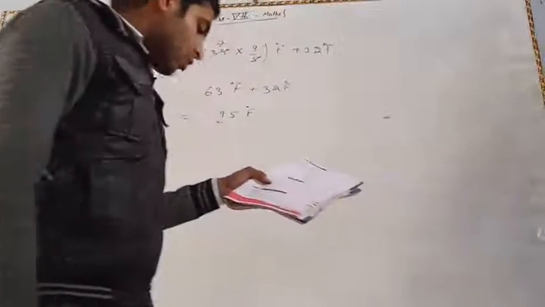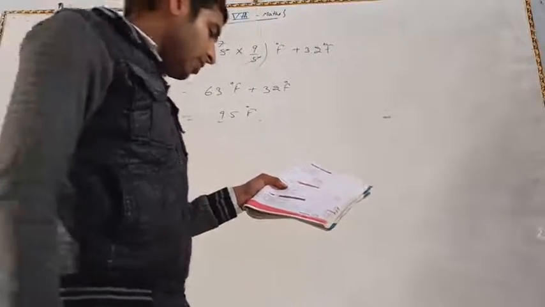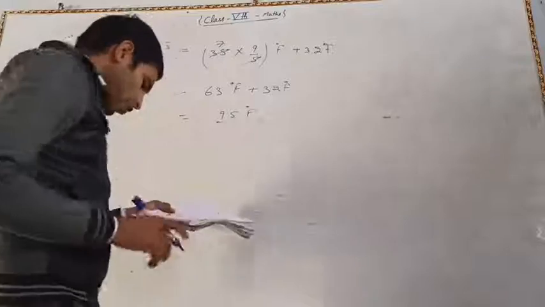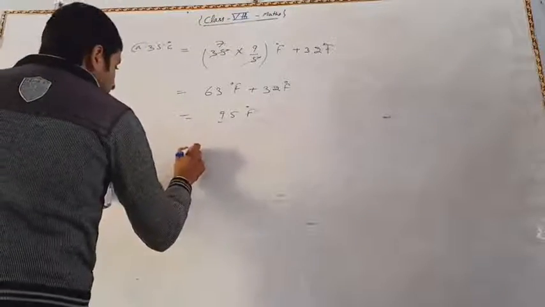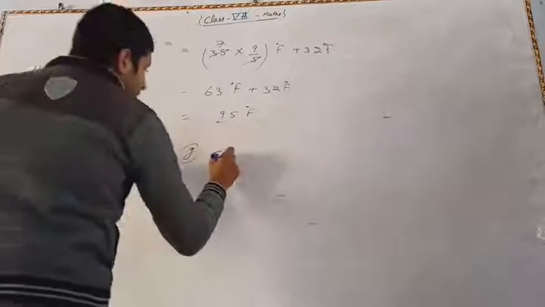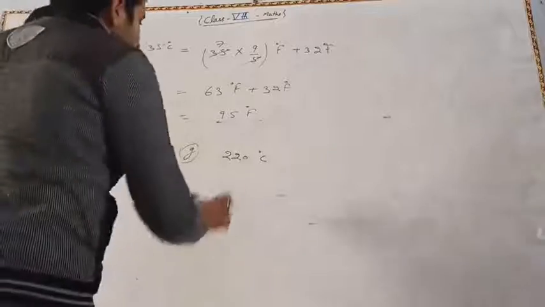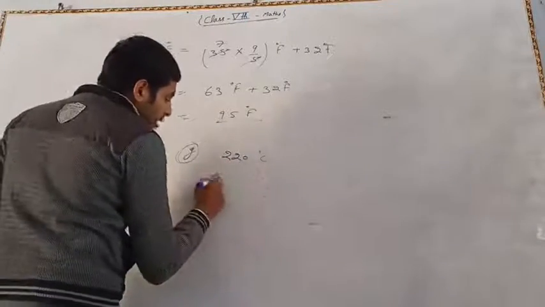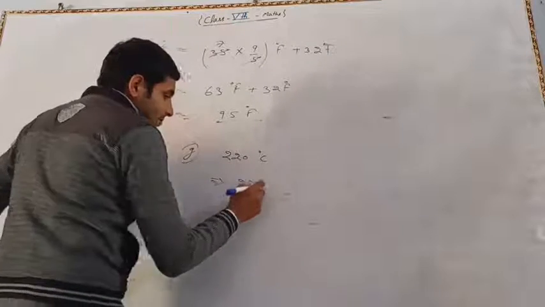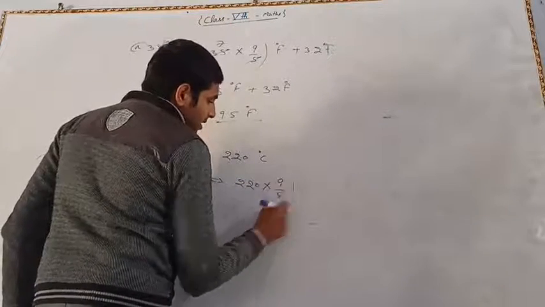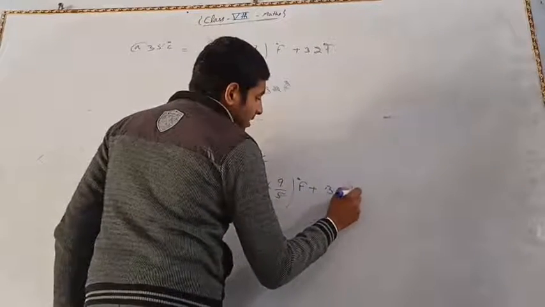Again, there are so many parts in this question, problem number 3. So you have to solve all the parts by this method. One part I also solve here. Part number Z is given as 220 degree centigrade. We have to convert this into degree Fahrenheit. So first of all, 220 degree centigrade into 9 by 5 degree Fahrenheit plus 32 degree Fahrenheit.